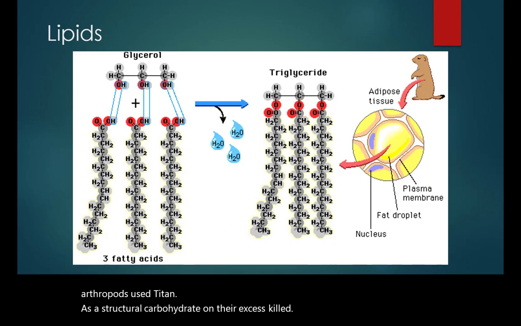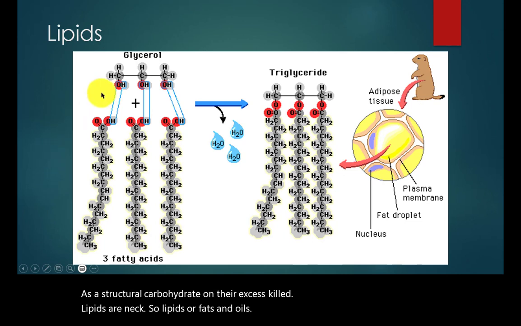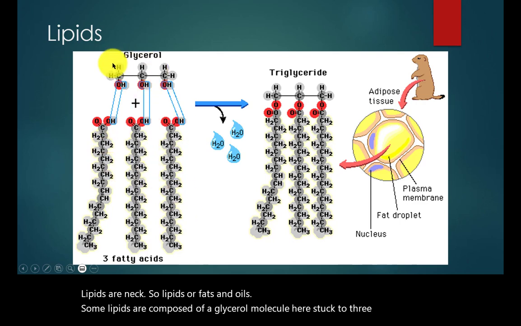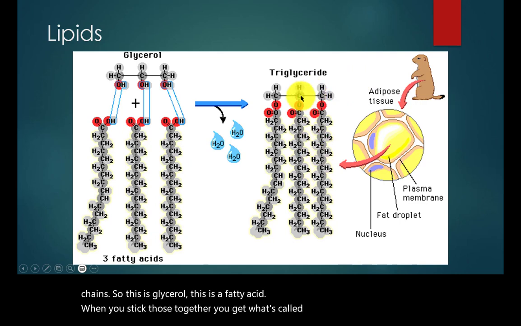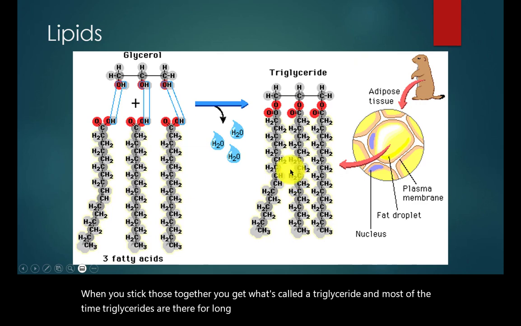Lipids are next. So lipids are fats and oils. Some lipids are composed of a glycerol molecule here stuck to 3 fatty acid chains. So this is glycerol, this is a fatty acid. When you stick those together, you get what's called a triglyceride. And most of the time, triglycerides are there for long-term energy storage. It's a big function of lipids.